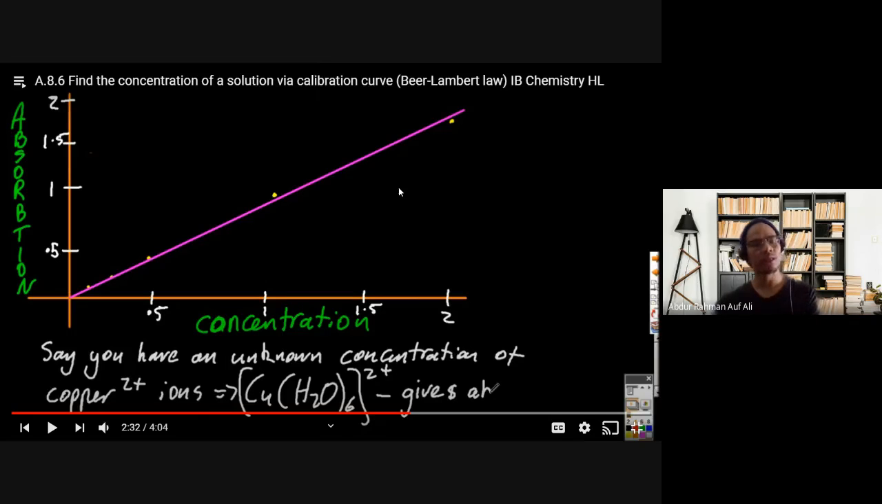Okay, so the instrument dalam makmal needs to go for calibration. That's why nama dia kat sini, find the concentration of a solution via calibration curve. Because the calibration curve should go in a straight line like this, because it obeys Beer-Lambert's law equation.